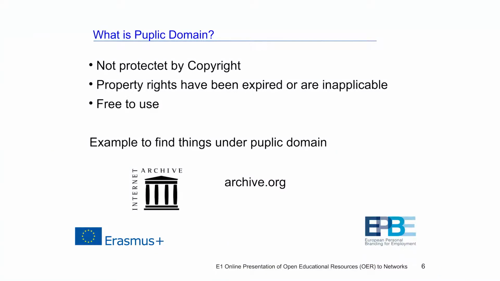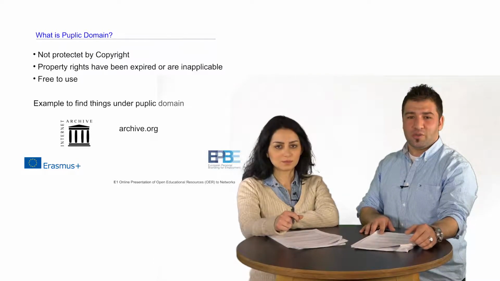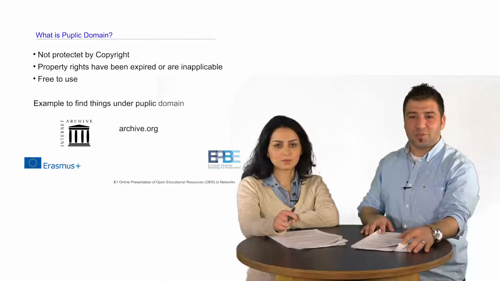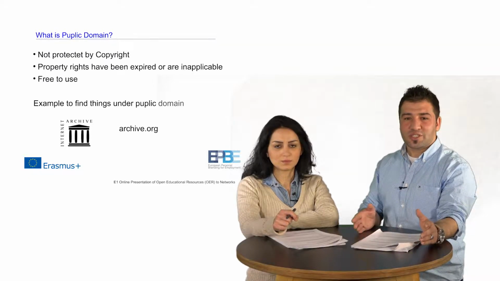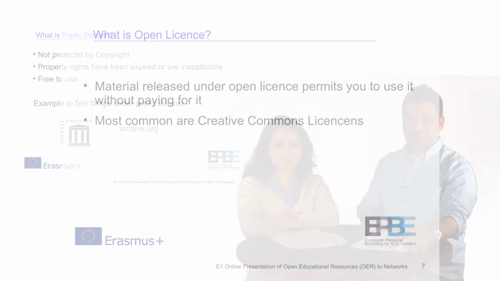Everything in the public domain is not protected by copyright. The property rights of this material have expired or are inapplicable. This means for you that you can use it freely and you don't have to worry about the original creator. Example to find things in the public domain: archive.org.